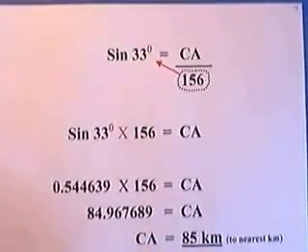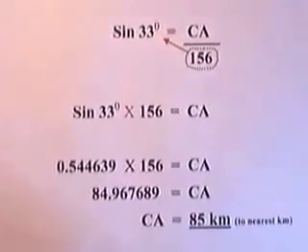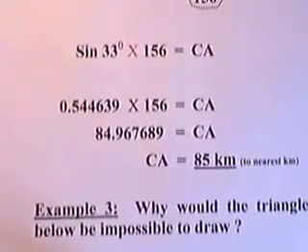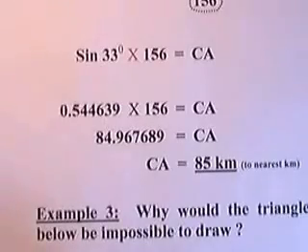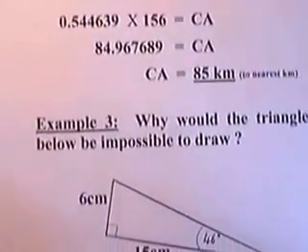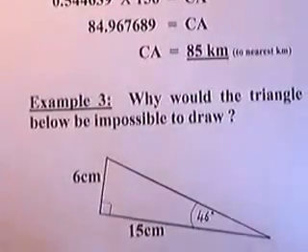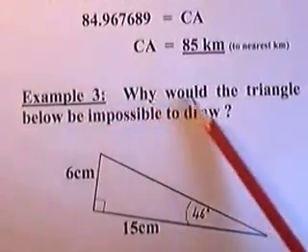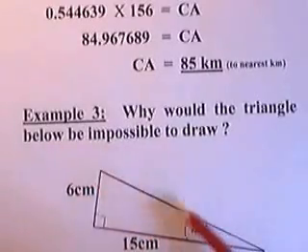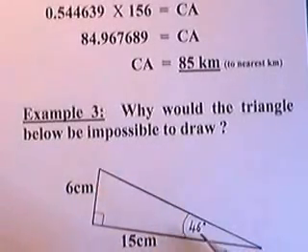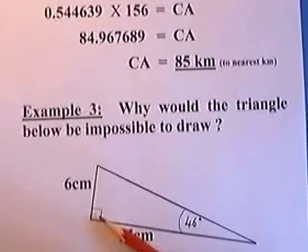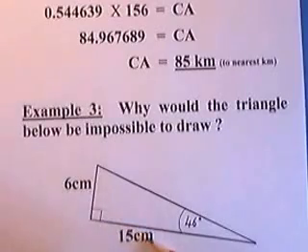Now another very nice example, which I found in a book, or I've rewritten for myself, is example 3. It drew a triangle, there it is, like that, and it asked the very simple question, why would the triangle below be impossible to draw? Well, let's look at what we've got. We've got a right angle triangle. We've got the length of this side as 6 centimeters. We've got the length of this side as 15 centimeters. And we are told that this angle is 46 degrees.